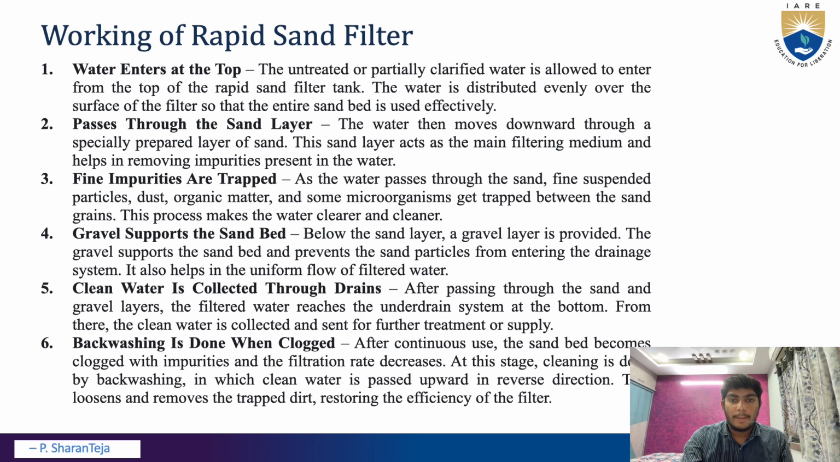Working of rapid sand filters. Step one is water entering the filter. Second one is distribution. Third one is the sand layer. Fourth one is removal of impurities. And next one is gravel support. Below the sand, gravel supports the filter bed. Collection of clean water. Filtered water is collected through the underdrains. And backwashing. After long use the filter becomes clogged, so backwashing restores efficiency.